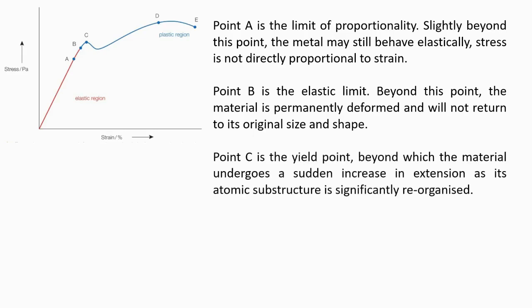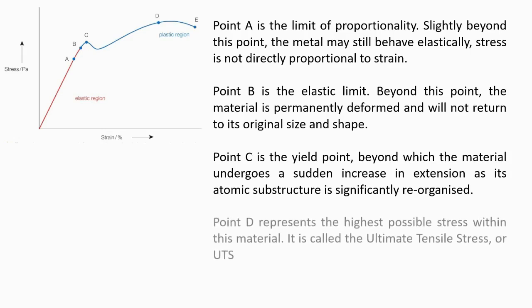Then point C is the yield point. Beyond this point, the material undergoes a sudden increase in extension as its atomic structure is significantly reorganized. Due to the reorganization of its atomic structure, after the yield point the material will elongate, with sudden extension of the material taking place.